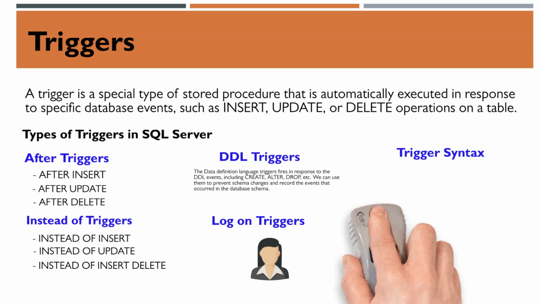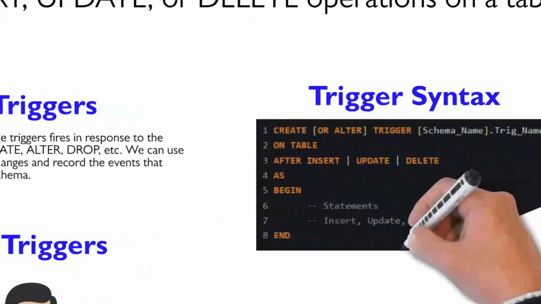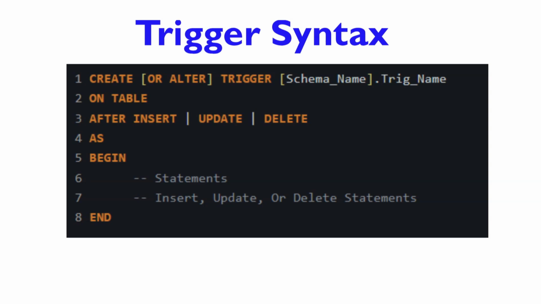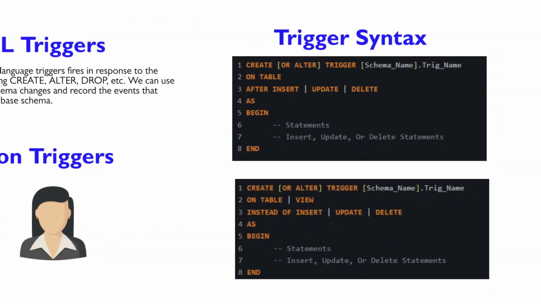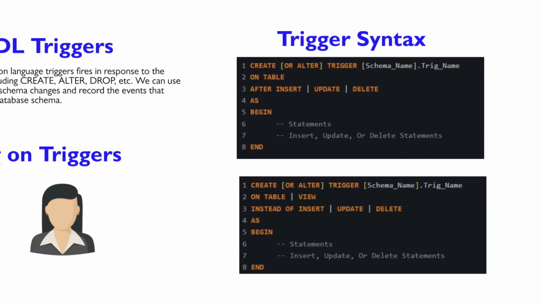So this is what the after trigger looks like in SQL Server. When you compare it with the instead of trigger, you will see that the keyword changed from after insert to instead of insert, right? It's important to note that within the trigger logic, you can access the inserted and the deleted tables, which hold the data being inserted, updated, or deleted. You can use these tables to perform operations based on the changes made to the data.